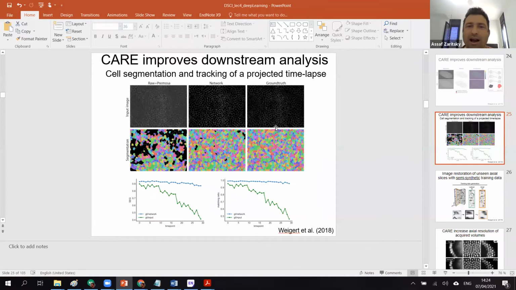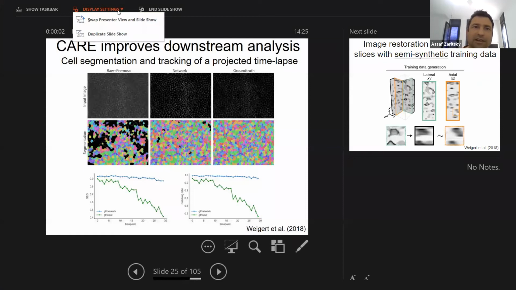While when we do the same analysis on the output of the network, we get results that stay about the same. This is very similar to what we get from the ground truth. This is the ratio between the accuracy of a segmentation algorithm performed on the ground truth versus on the network output, in blue here, and on the input data, in green. You can see that you lose a lot of accuracy with the input, while in the blue you get the high accuracy. I think I showed you last time. Probably you don't remember.